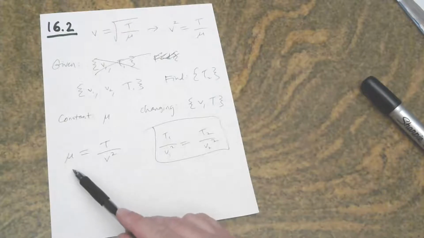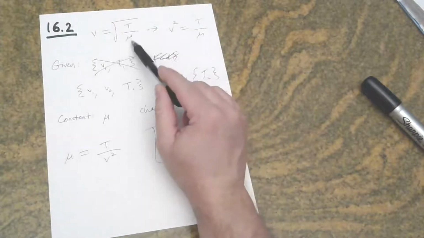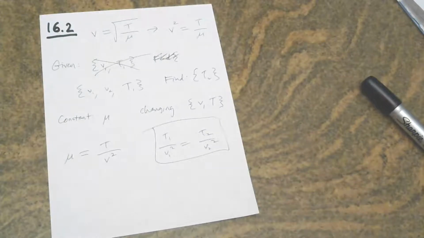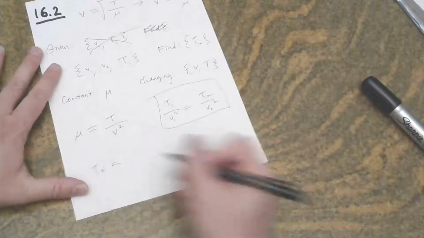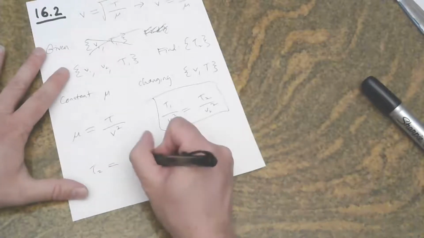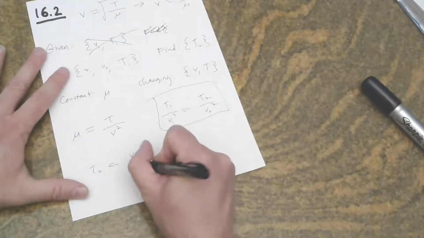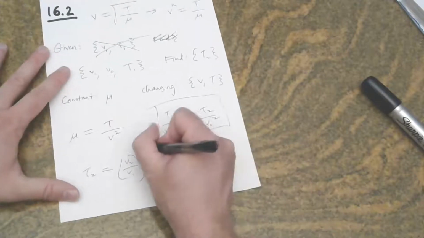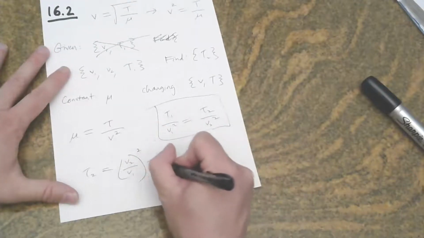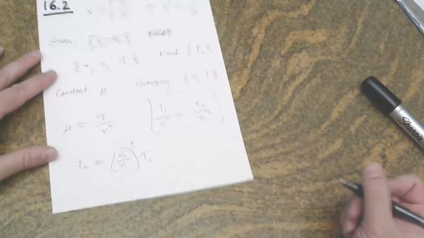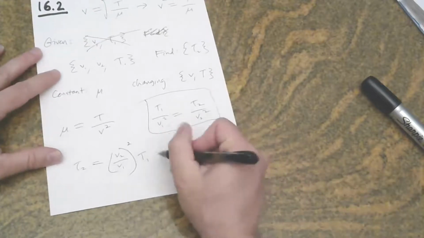So if you're interested in the mass density, you would go up and solve for it. But if you don't actually need it, just circumvent that step with this efficient little step. So T2 would simply be, I'll take the ratio of the speeds, enclose those in parentheses, square that, multiply by T1. And there it is.